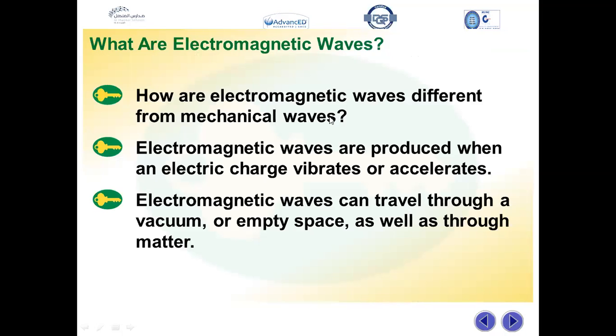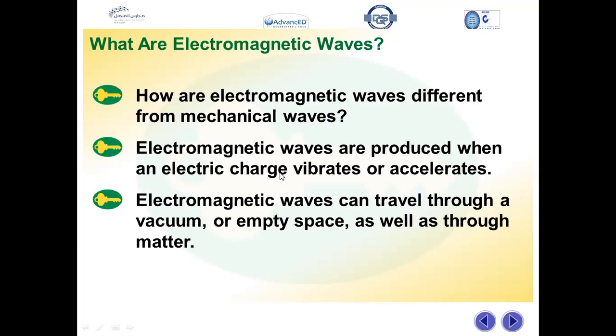How are electromagnetic waves different from mechanical waves? Electromagnetic waves do not need a medium to travel. Electromagnetic waves travel with high speed. All electromagnetic waves are transverse waves, while mechanical waves need a medium to travel. They have a limited speed, and they may be longitudinal or transverse.